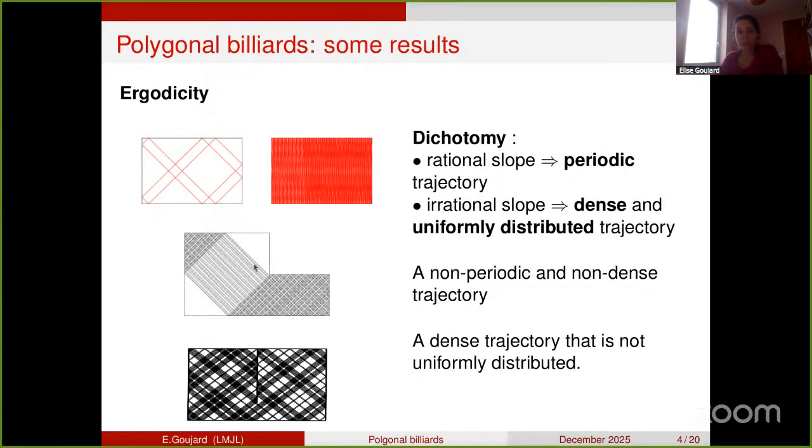There are also examples, quite easy to construct, of dense trajectories that are not uniformly distributed. So here you just look at the trajectory in the rectangle with some vertical barrier in the middle. And so you have to believe me that this trajectory is dense. But you can see by yourself that it spends more time on the left side than on the right side, right? I think the picture is pretty convincing.